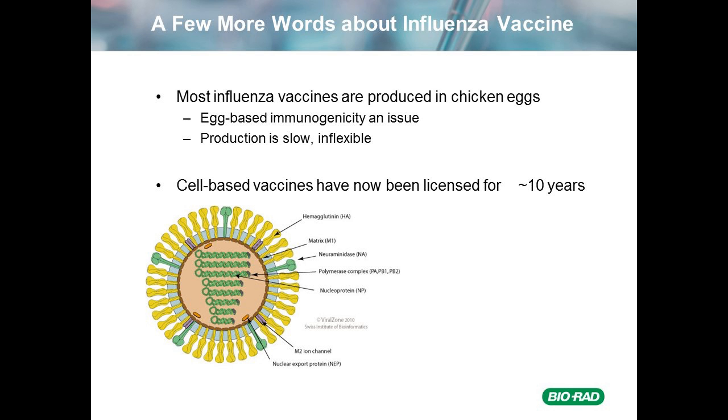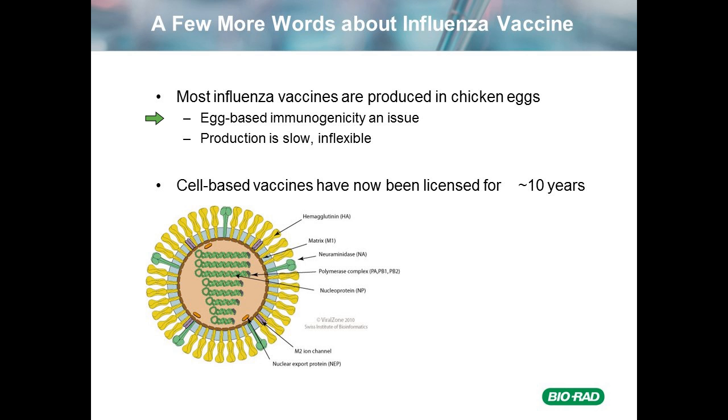I want to say a few more words about influenza, which if you recall I mentioned when I was talking about CHT. Most influenza vaccines are produced in chicken eggs, millions and millions and millions of chicken eggs. There are a couple issues with this, although it's been highly successful, obviously, over the decades. Egg-based immunogenicity can be a problem.